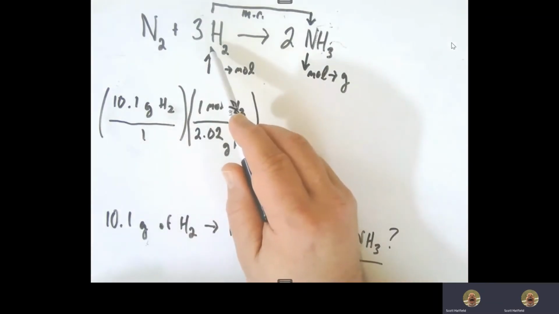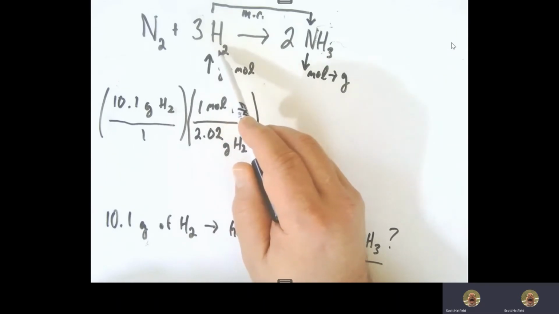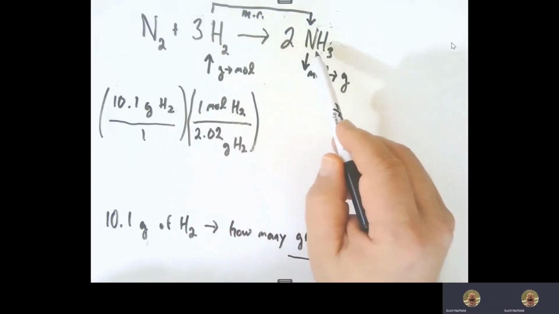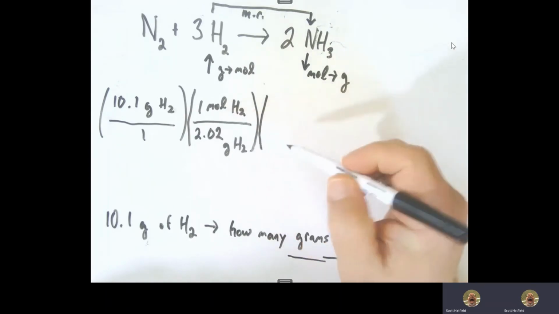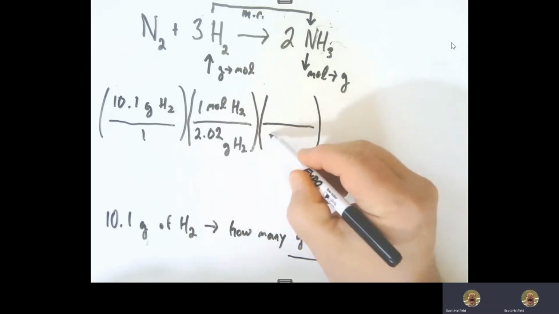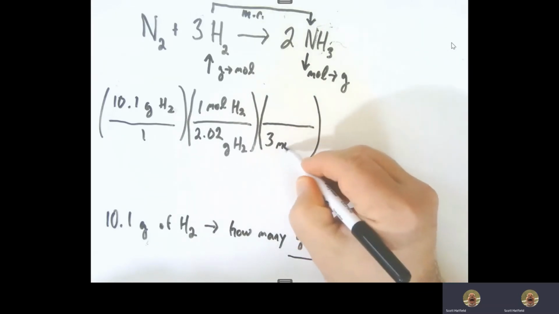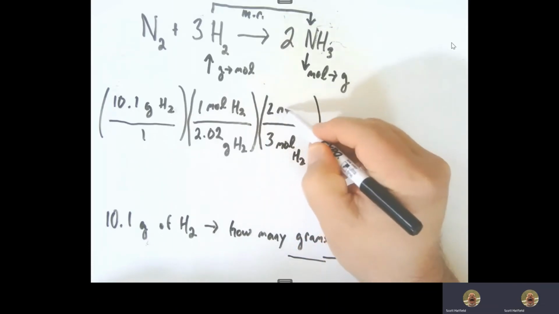Now we look at our mole ratio. We see that we have 3 moles of hydrogen gas, H2, on the reactant side, 2 moles of ammonia on the product side. Since we have moles of H2 on top of our second expression, it's got to be moles of H2 on the bottom of the next expression. So the 3 moles go here, and the 2 moles of ammonia go on the top here.